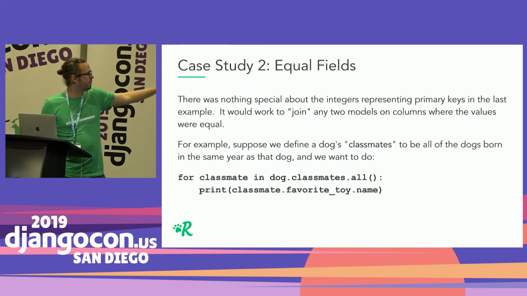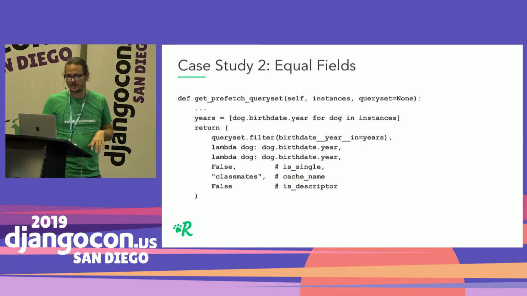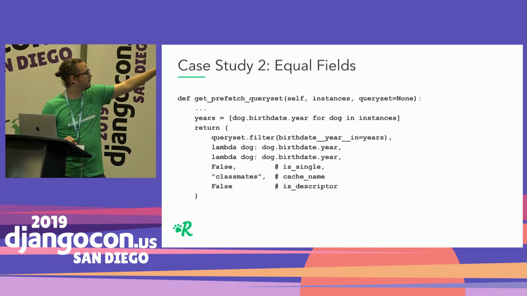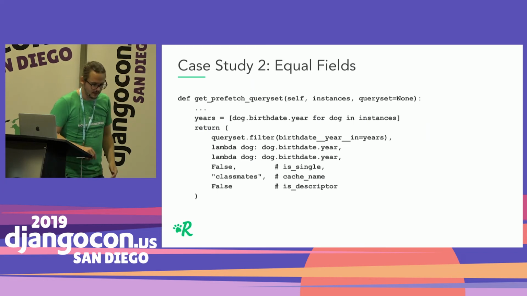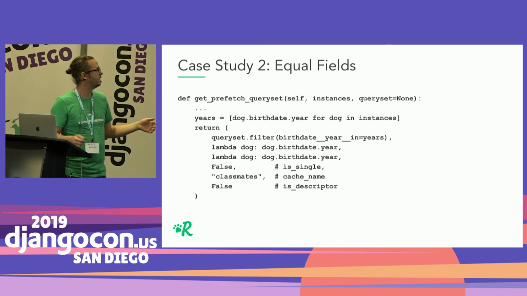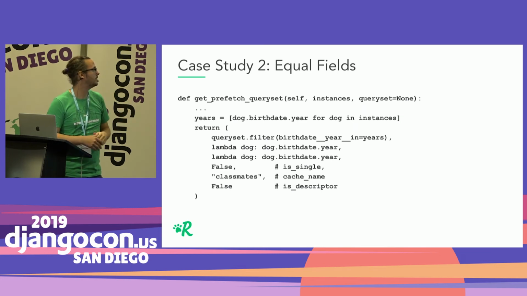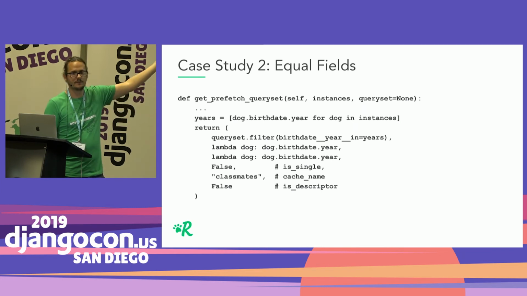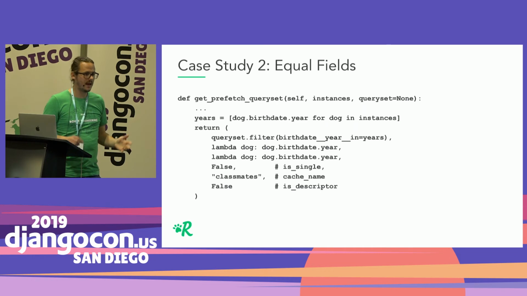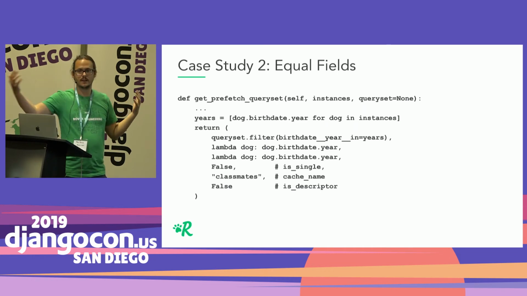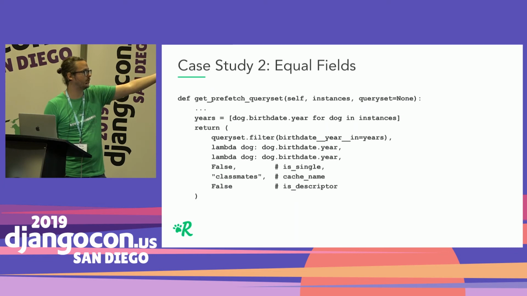So I'm going to skip all of the part with the manager and descriptor before and go into the main piece, the getPrefetchQuerySet method. How does this work? We get a list of dogs, and then we collect all of the years of their birth dates. Here, years will be a list of integers, and then we define the data. The first bit will be all of the dogs which have a birth date in one of the years that we've collected. And then how are we going to associate a dog with its classmates? We're just going to use the birth date's year.